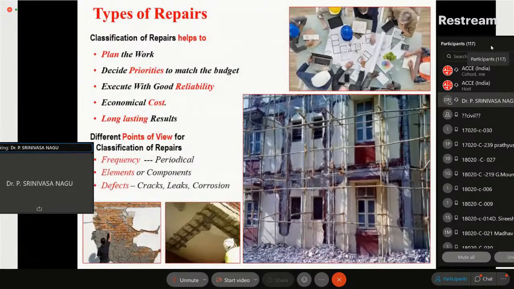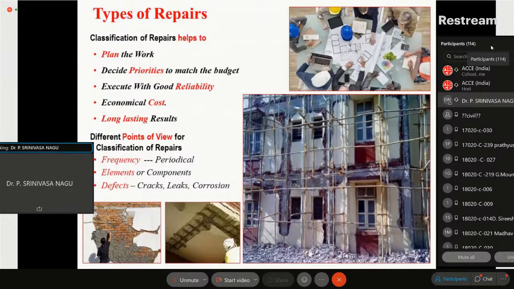Right, now types of repairs we can see. Why should we know types of repairs? See, every problem rectification involves an in-depth study into that. So there is no uniform solution. There will be different contexts of deterioration, or different degrees of deterioration. So when you want to take up the repairs, you have to plan properly. So classification of repairs helps us to understand or plan the work properly, decide the priorities to match the budget, execute with good reliability and economy, long-lasting results. All these things are possible by proper understanding of the types, right?